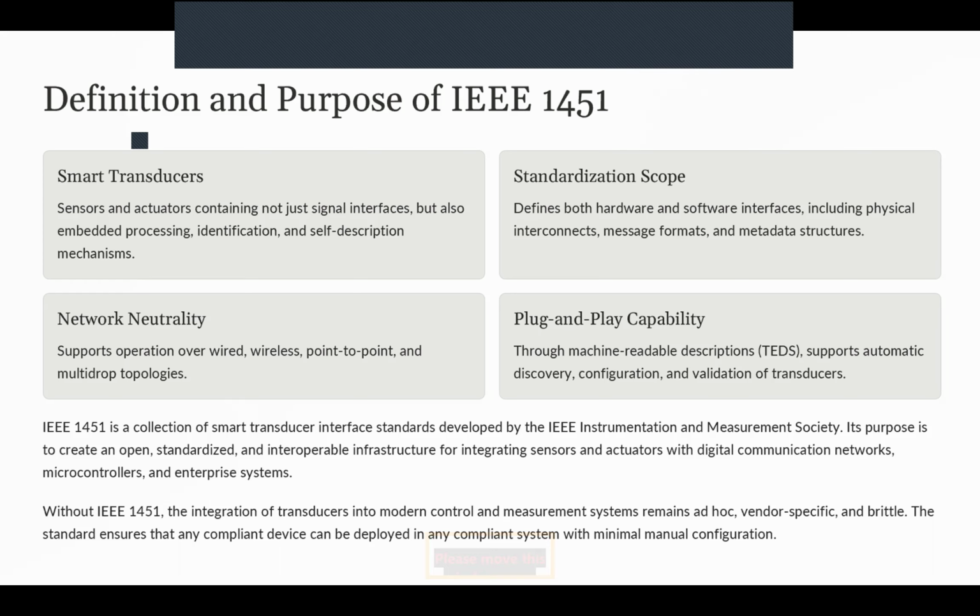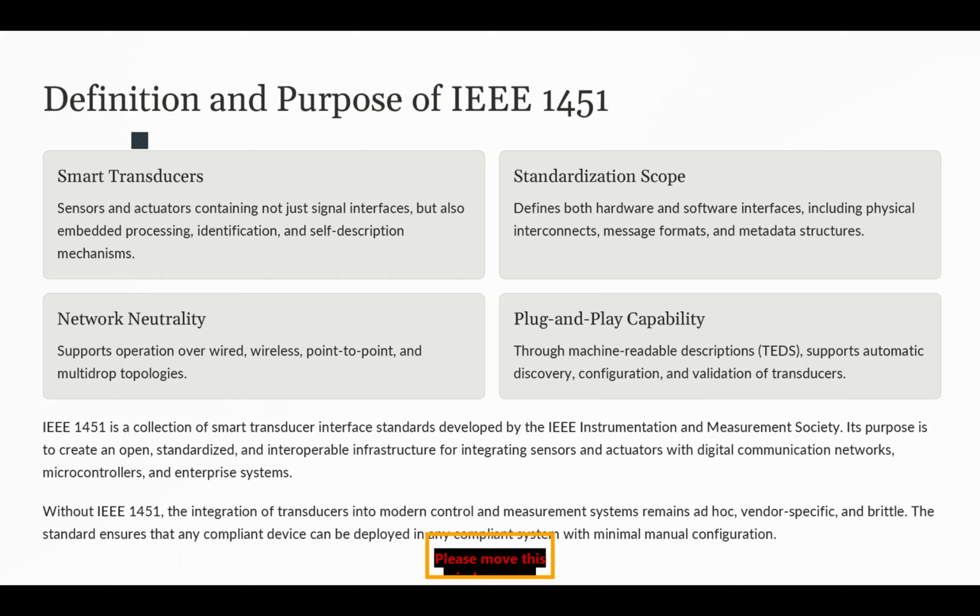Now, there are some concepts that we have to talk about before we go through the details of this standard. One is, what is a smart transducer? What do we mean by a smart transducer? Now, a smart transducer is not just a sensor or actuator. When we talk about them, it also includes onboard processing, self-identification, and self-description features that basically enable automation and integration.